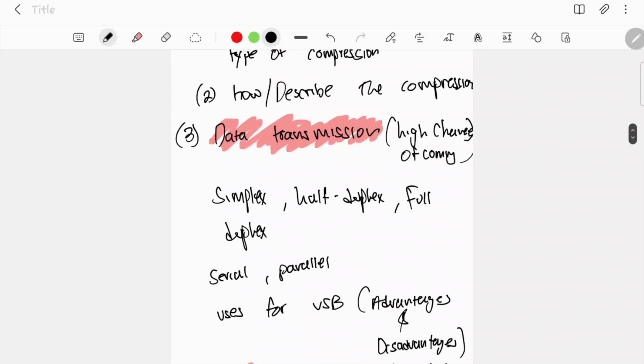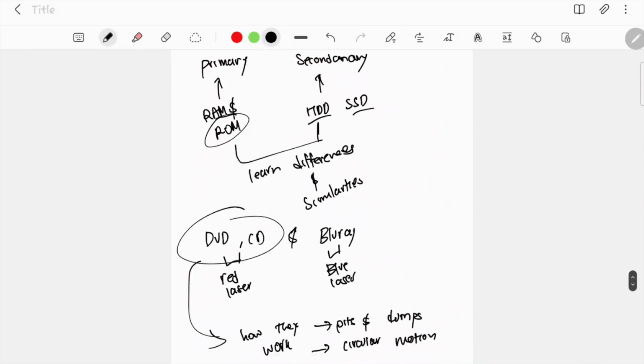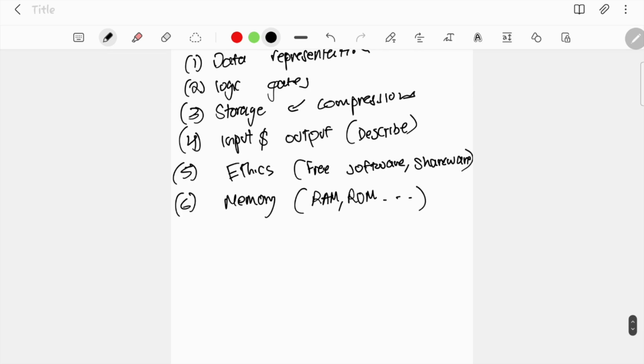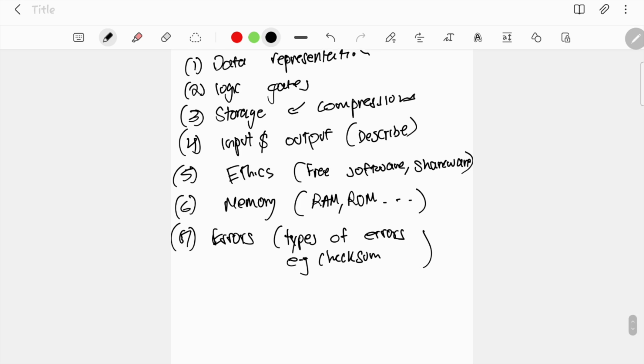Let's see, logic gates I've already said, that will come. Security I've said, advantages, disadvantages, errors. Yeah, let's look at errors again. So we have errors. So here we have types of errors, for example, checksum, and all of that type of stuff.